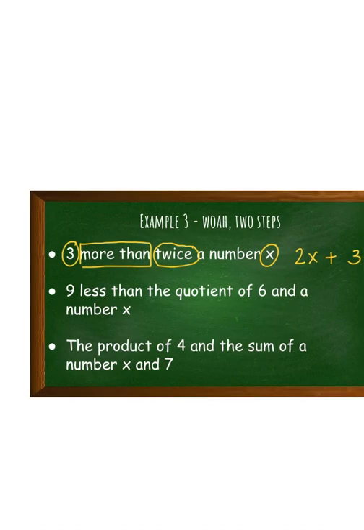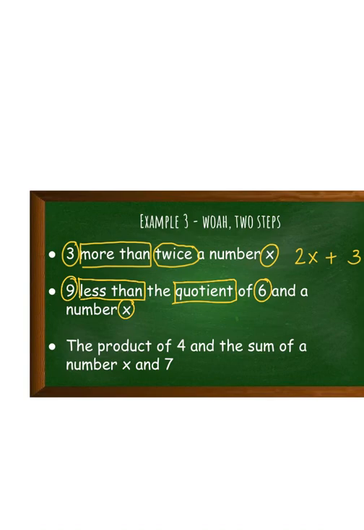All right, next one. So we've got 9 less than the quotient of 6 and a number x. Now these 2-step ones, we're always going to have 3 circles because there's 3 numbers or letters that we are using in our mathematical expression, okay? Less than is a keyword, and then quotient is also a keyword. Okay, so let's go ahead and write it out.